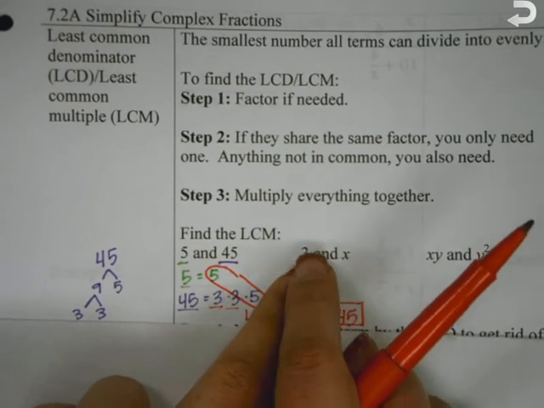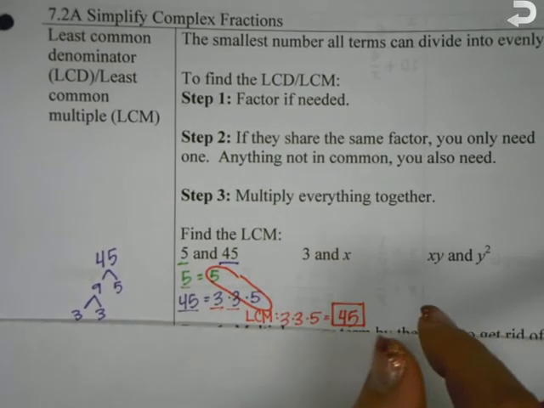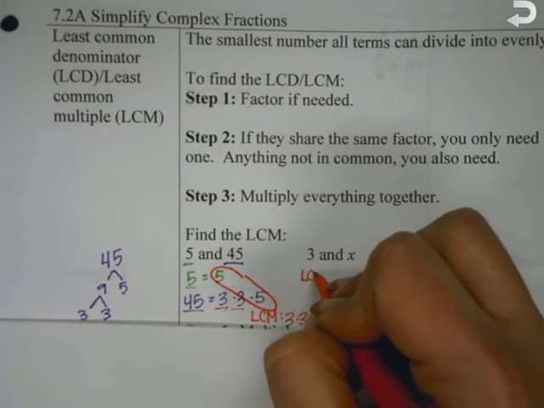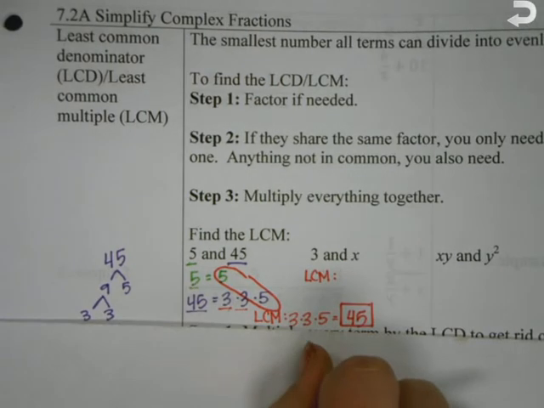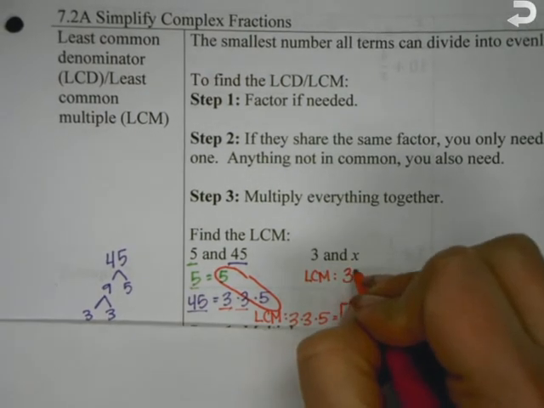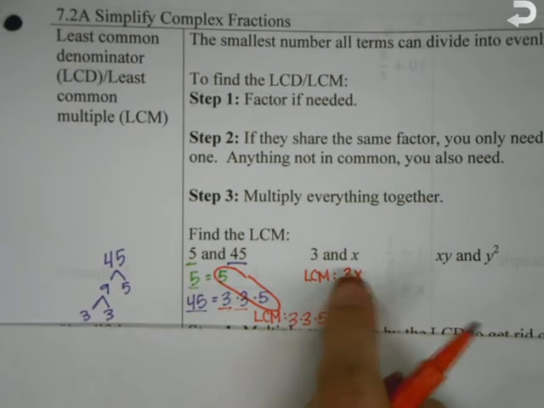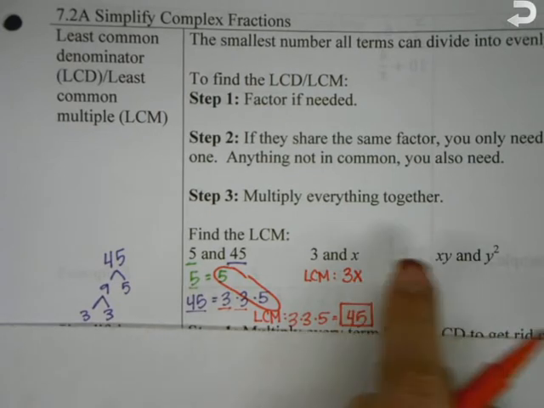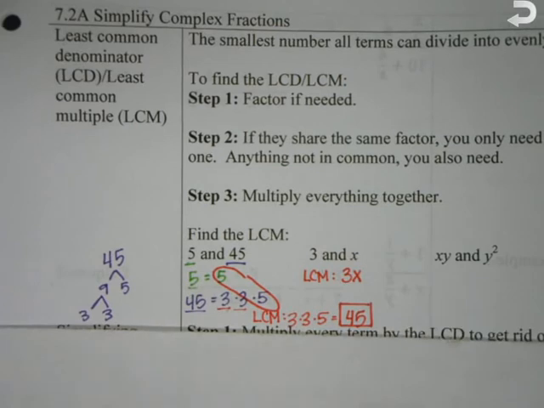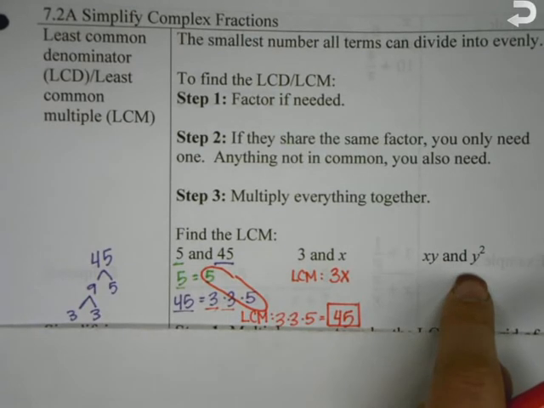3 and x. We need the least common multiple. What number would go into both? Would 3 and x both go into? 3x. That's right. 3 goes into 3x, and x goes into 3x. So our LCM in this case is 3x. Okay? What about xy and y squared? Okay, David guessed y. xy squared, that's the answer.